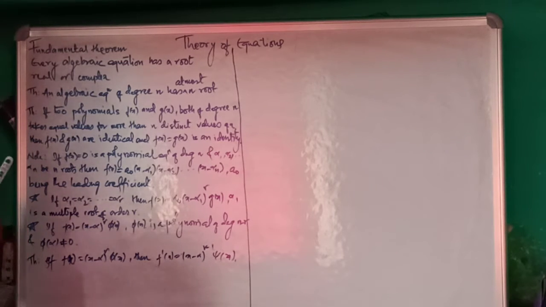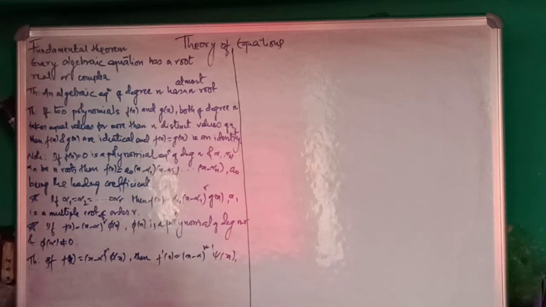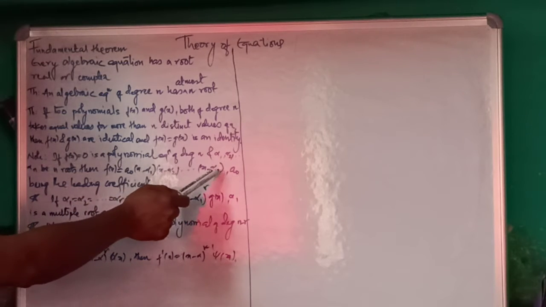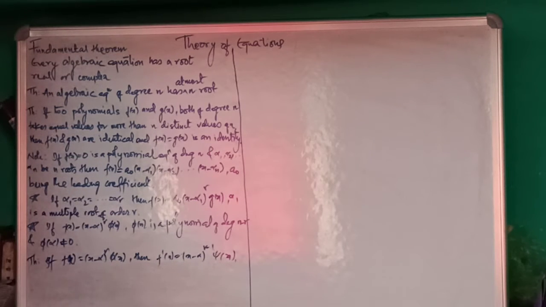Now if f of x equals 0 is a polynomial equation of degree n, and alpha 1, alpha 2, ..., alpha n are the n roots of this equation, then f of x can be written in this form: a0, the coefficient of the highest degree of x, also called the leading coefficient, times (x minus alpha 1), (x minus alpha 2), and so on. We can write the equation in this form, the factor form. x minus alpha 1, x minus alpha 2 are all the factors of this equation f of x.